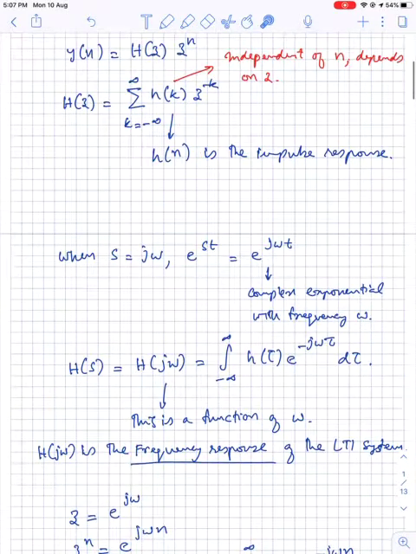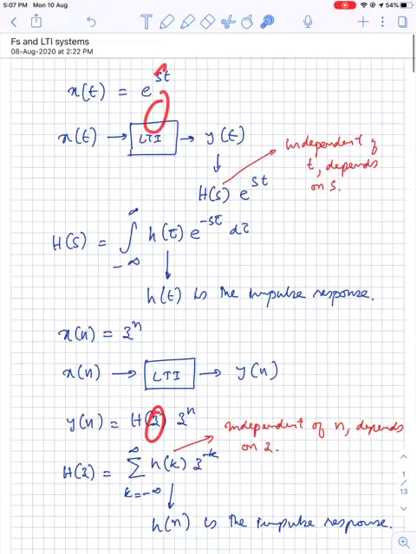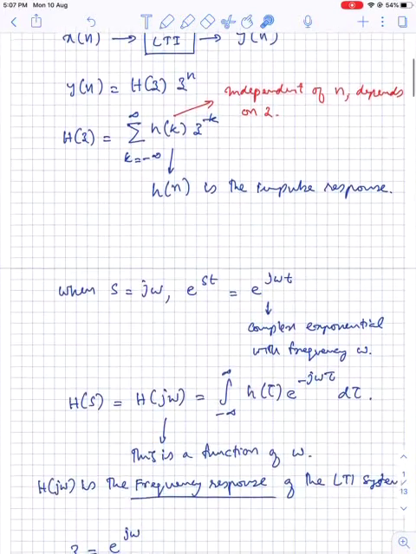Now, in general, s and z could be any complex number, but in particular when s is purely imaginary, that is when s is equal to j omega, your x of t now becomes e raised to st, which is e raised to j omega t. So this is essentially a complex exponential with frequency omega. This has no real part, so this is purely complex, and this is the same complex exponential which we have seen in the Fourier series. This is a complex exponential with a frequency omega.